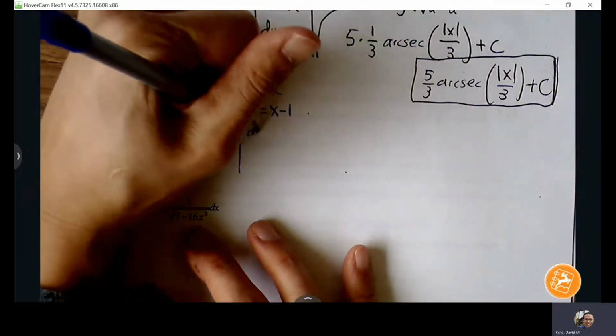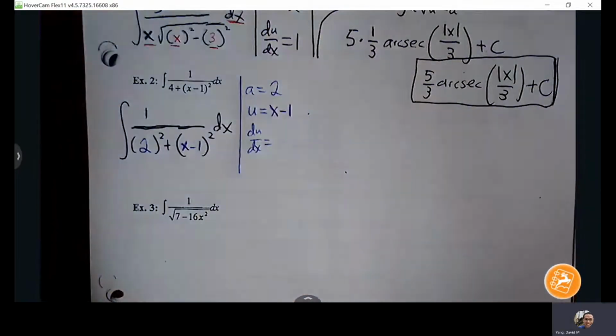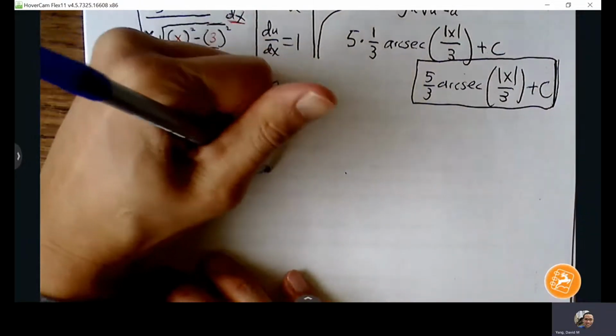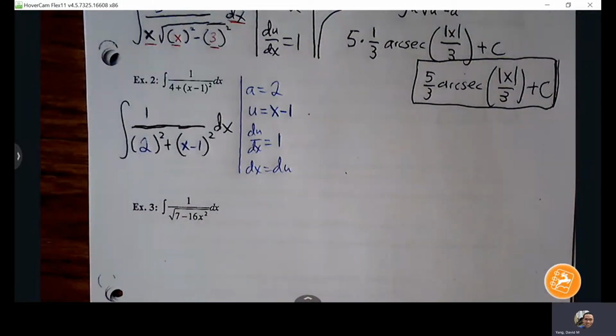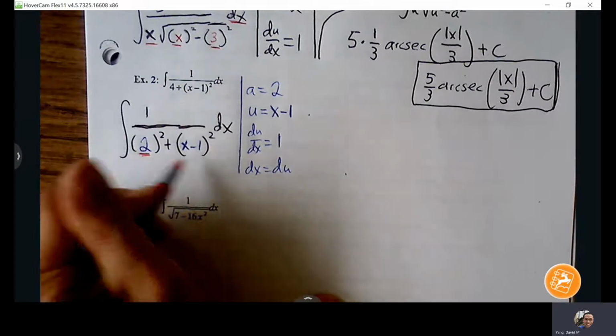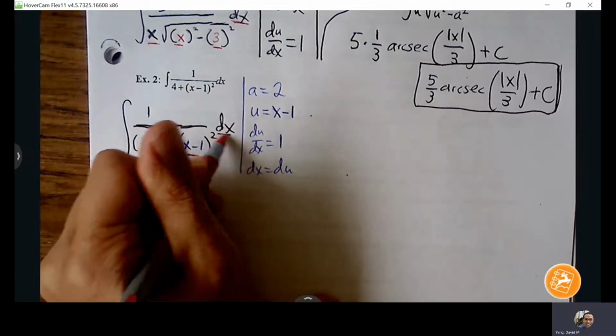Okay, du dx. Not x. What's the derivative? Just 1, yeah, just 1. So dx equals du. All right, so make our substitutions, the 2, the x minus 1, the dx, we want to replace those.